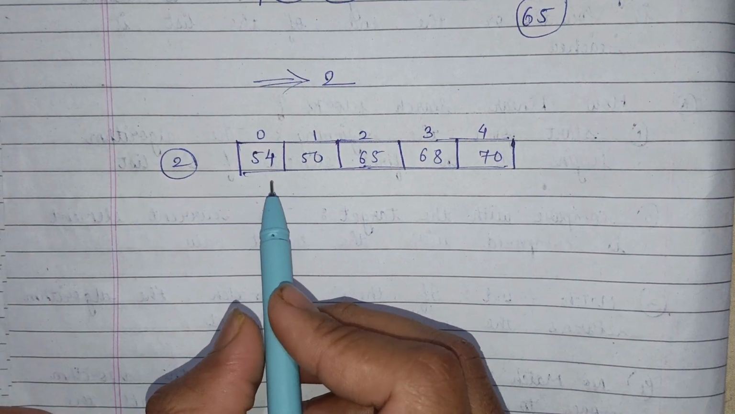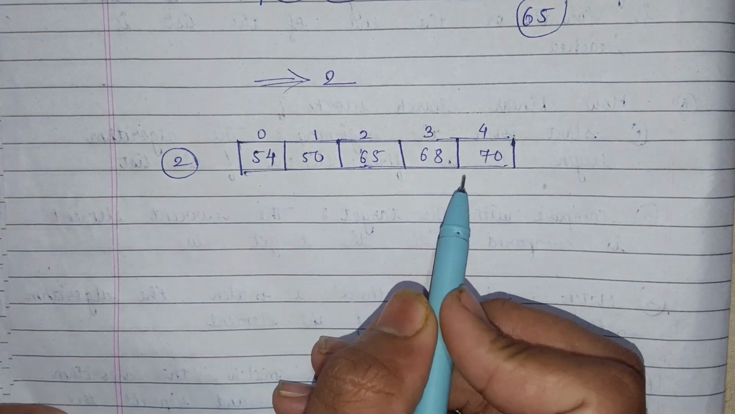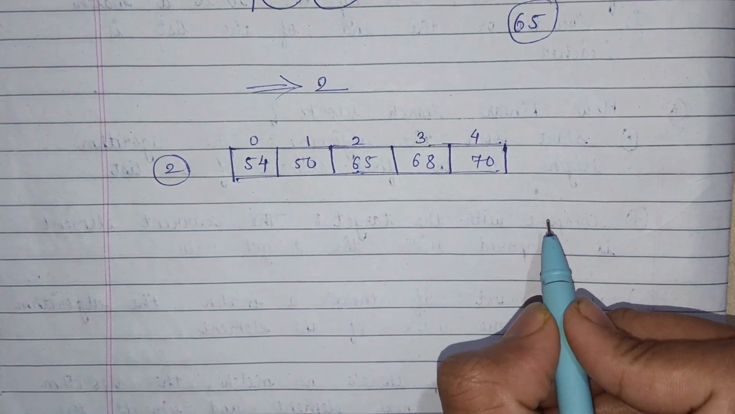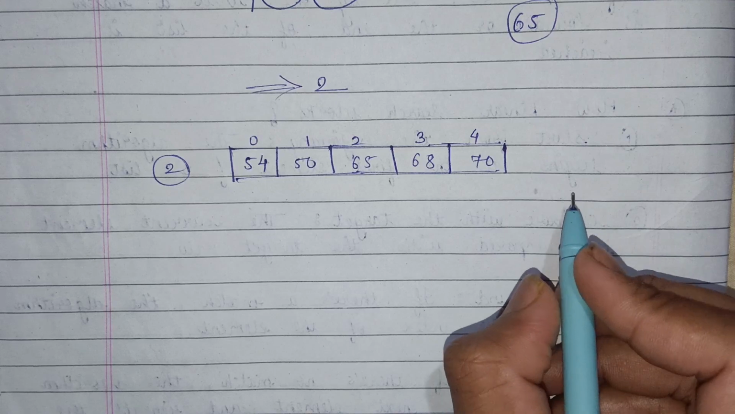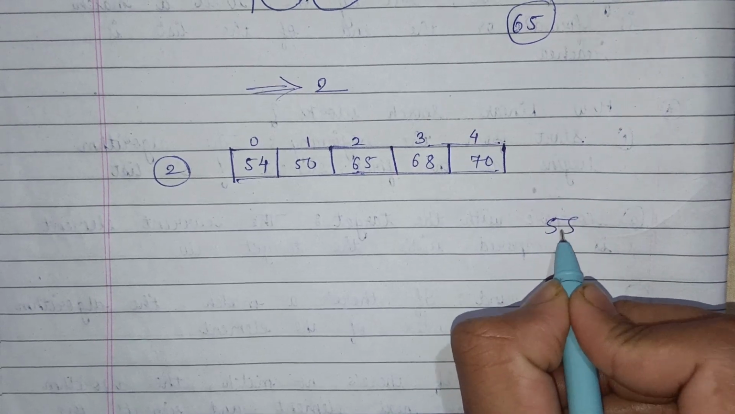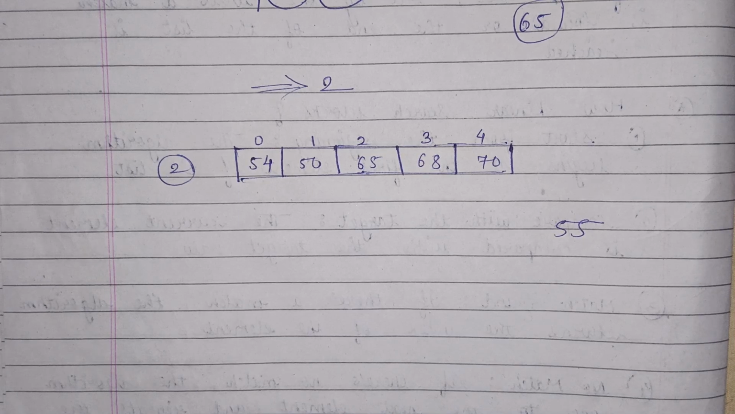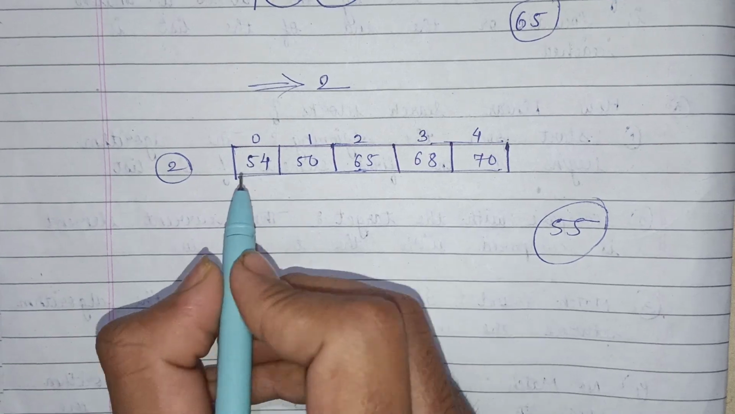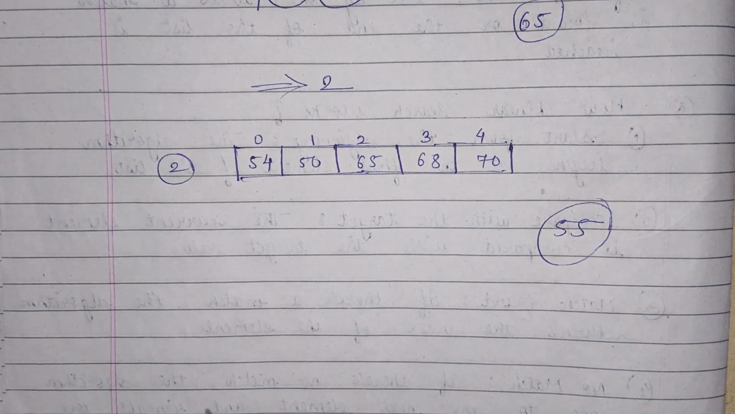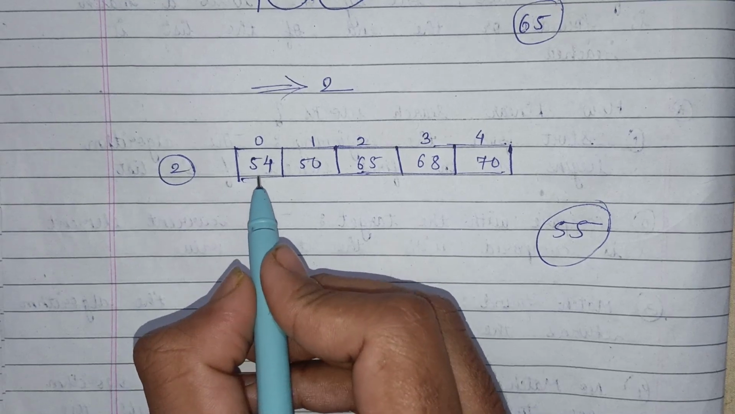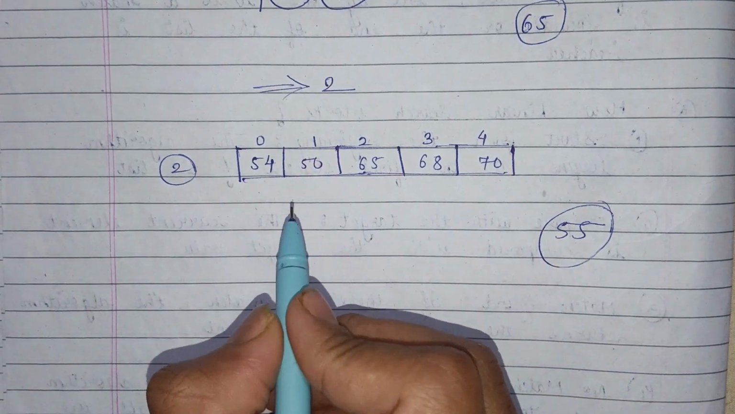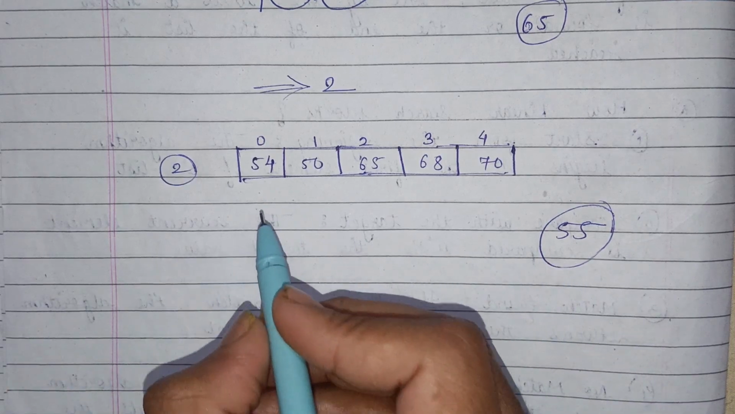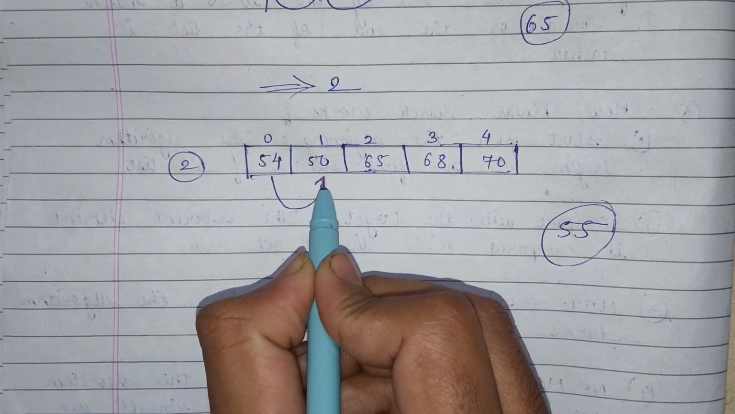I have written this array, and suppose the targeted element is 55. Then it will start with the starting element, and it will compare with the targeted element. Is the first element equal to the targeted element? No. Then it will move to the next block.